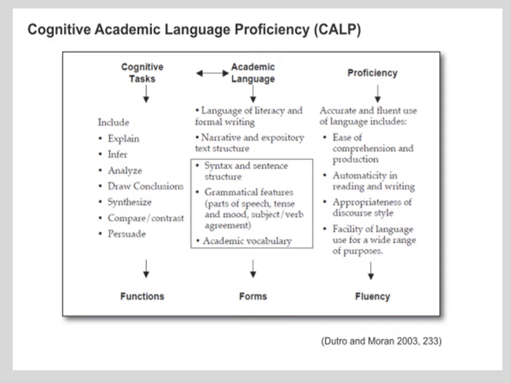And for a beginner ESL student, as you can obviously tell, a question like that would be virtually impossible because of the fact that their fluency, their proficiency in English is so low. And as they grow and develop in their ability to speak English and produce that academic language, their proficiency grows, they become more accurate and fluent in using the language. It's easier for them to comprehend and produce. It becomes more automatic. They speak in ways that are appropriate to the style of the discourse they're a part of. And they can also use the language for a wide range of purposes.